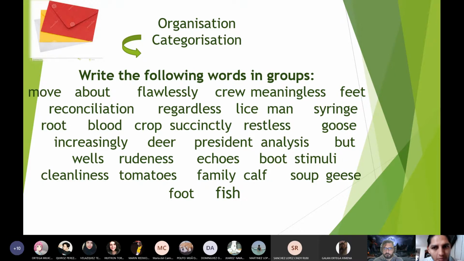Any other category that could be useful for classifying the words? I'm taking my notes. It could be nouns. Nouns, okay. Why not? Adverbs. Adverbs? Yes. Okay. One more. Adjectives. Adjectives, okay. Any other? Conjunctions. Conjunctions? Okay, thank you. That's enough. So we have five different classifications so far, right?